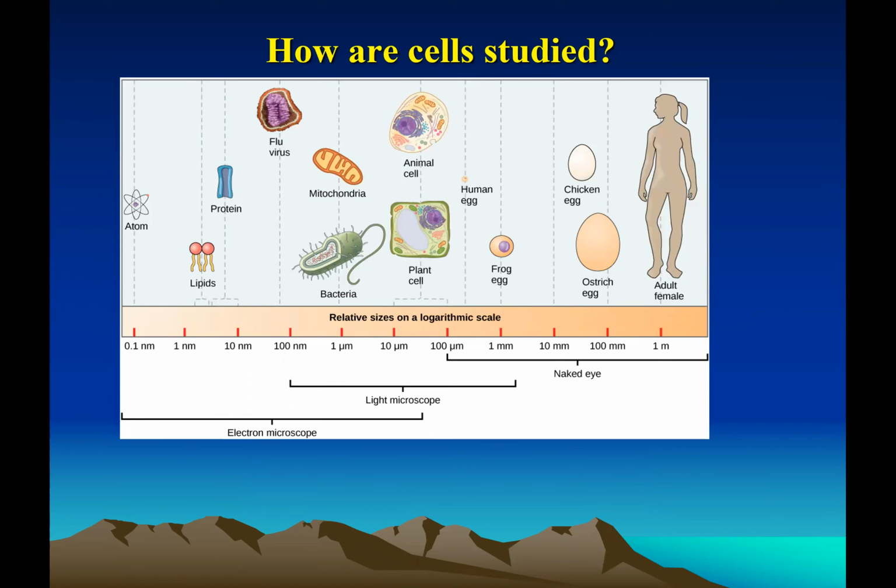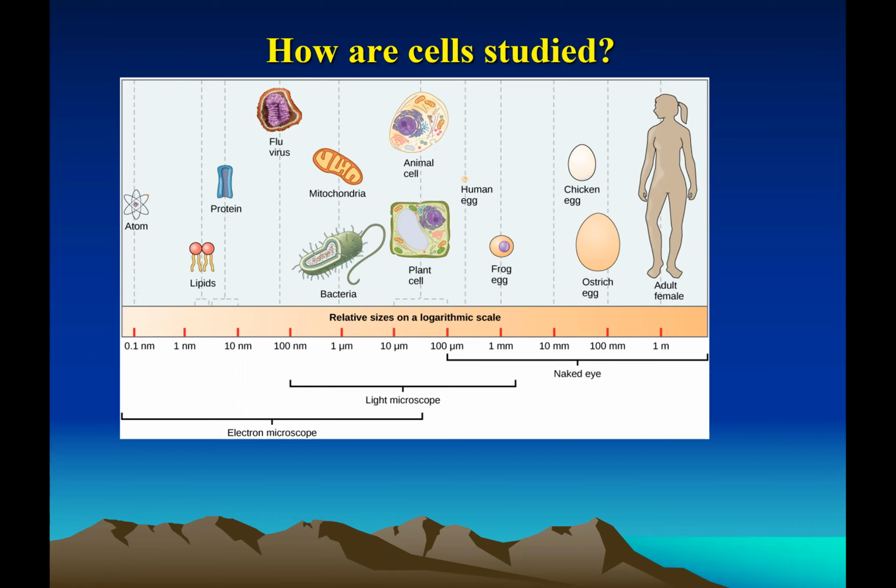So how do we study cells? Cells are microscopic. If you look at this picture, our eyes can see up to 100 microns. If you have 20/20 vision, you can see clearly. You can see a frog egg, 1 millimeter. But most of the cells we are going to be studying are about 50 to 100 microns. See the plant cell and the animal cell. So you need a microscope for it.